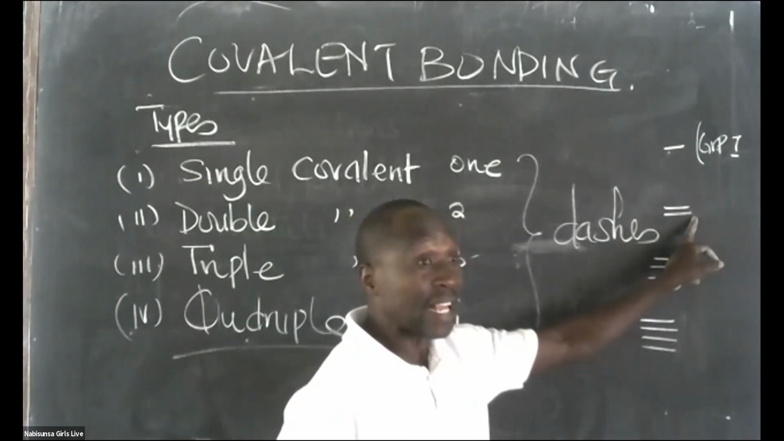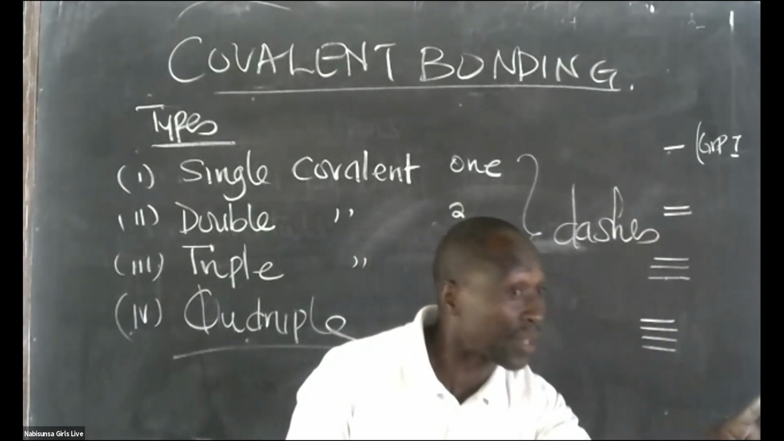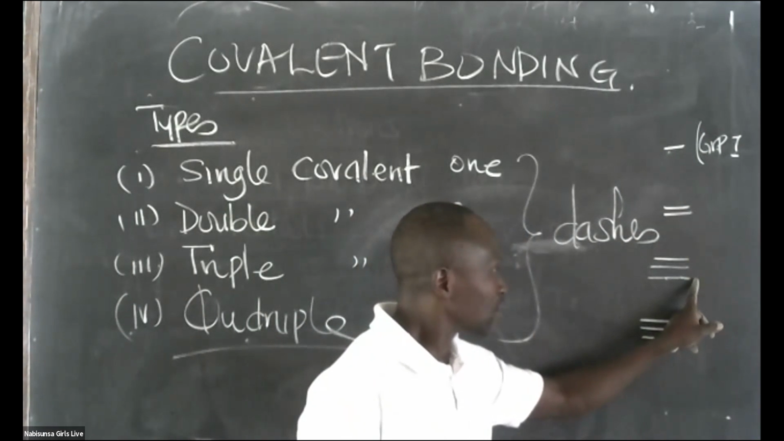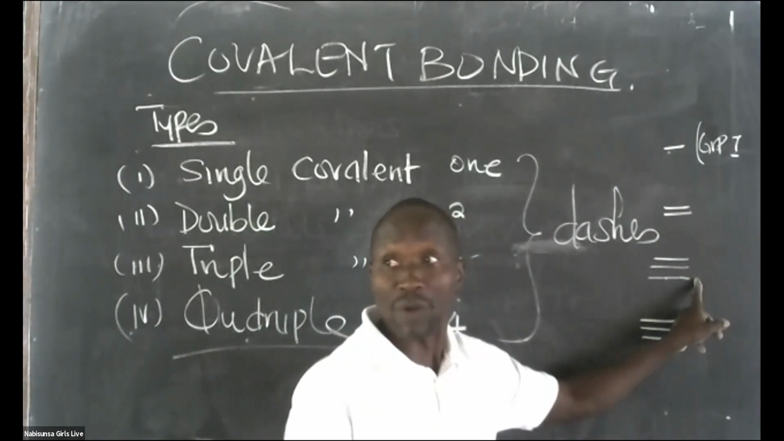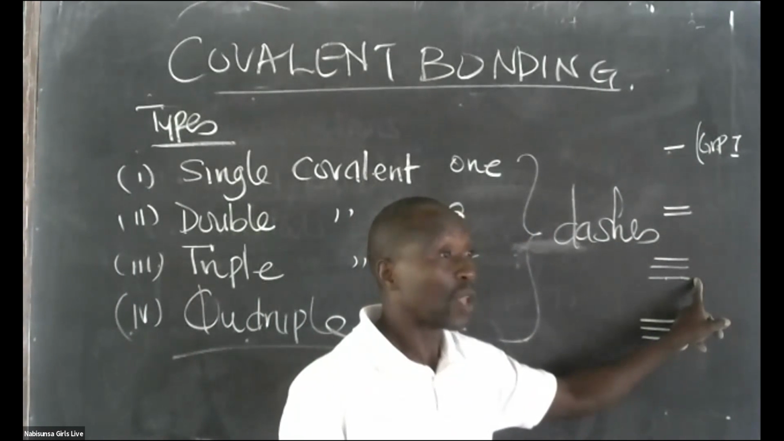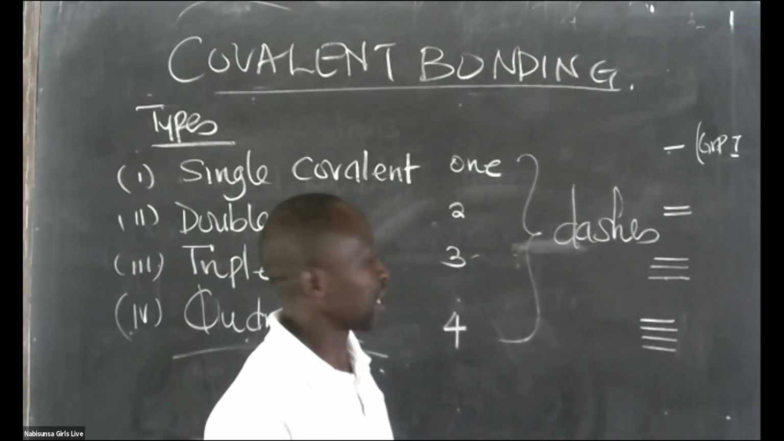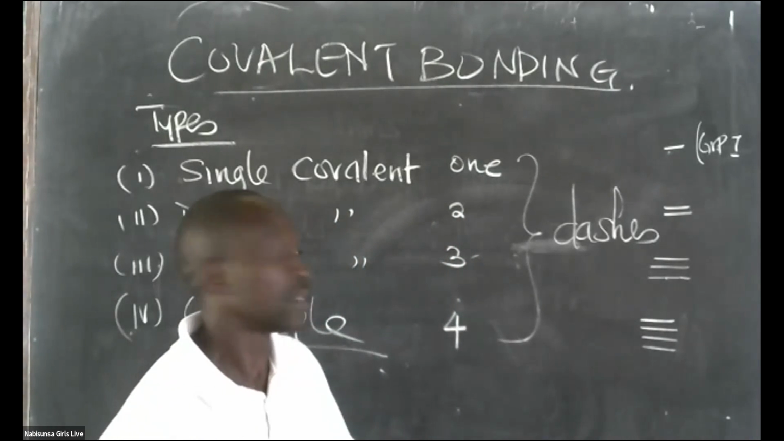When 2 group 6 elements come together, double bond. When 2 group 5 elements come together, triple. When group 4 come together, we might end up with a triple bond.